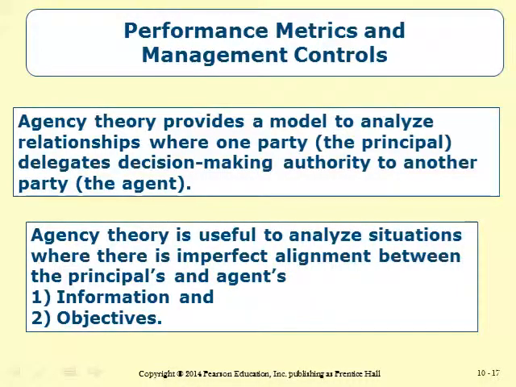Agency theory provides a model to analyze relationships where one party, the principal, delegates decision-making authority to another party, the agent. Agency theory is useful to analyze situations where there is imperfect alignment between the principal and agent's information and objectives. As discussed earlier, it is common for local managers to have better information about their units than do higher-level central managers. Because the local managers have different information than central managers, they make different decisions. Similarly, as discussed in Chapter 9, it is common for the objectives of local managers to differ from central organizational objectives. Agency theory provides us a framework to analyze these differences in designing a management control system.